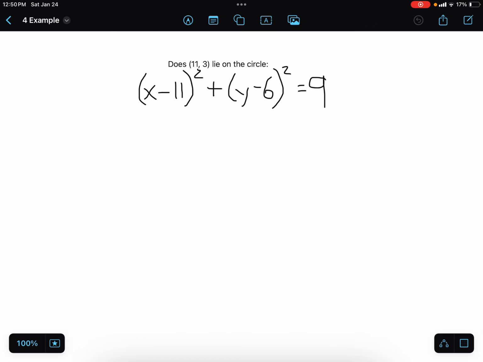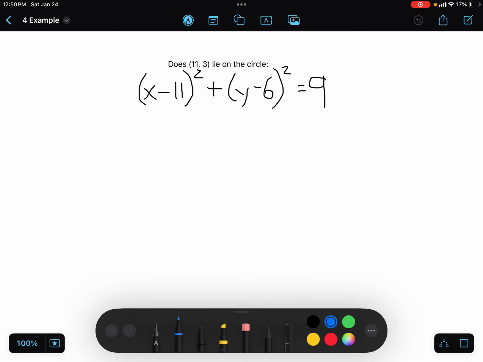Finally, we are asked if a certain point lies on this circle. Well, this is meant to be a point on the circle. It is x, y respectively, so we're going to plug this into our formula and see if it gives us a true statement. So let's try it. 11 is our x, and we can see where that's going to go. 3 is our y. So we have 3 minus 6 squared, and that will equal 49 if it is a point on the circle.